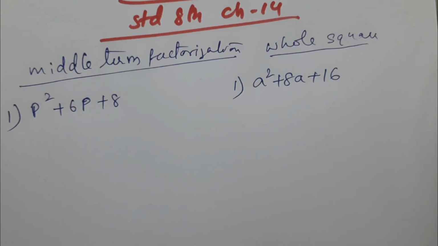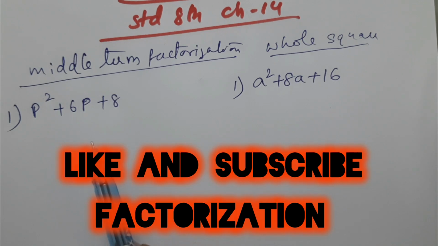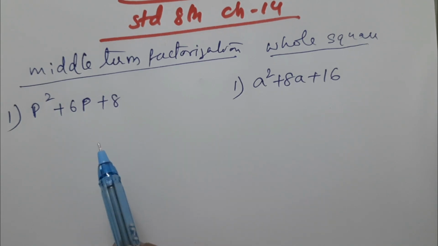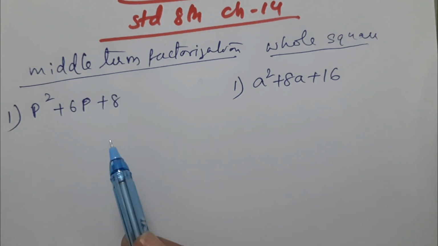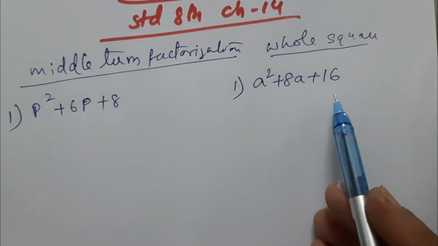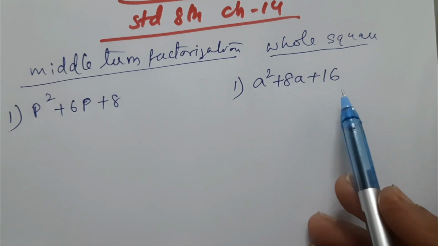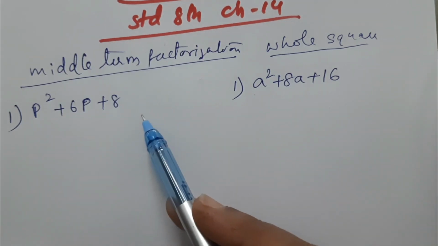Let's start with the factorization concept. Today I'm with you to make factorization clear. Here are a few tricks with which you can get clear on how to factorize. Students often get confused between middle term factorization and whole square sums. So how do you identify whether it is a whole square identity, that is (a plus b) or (a minus b) whole square, or whether it is middle term factorization?